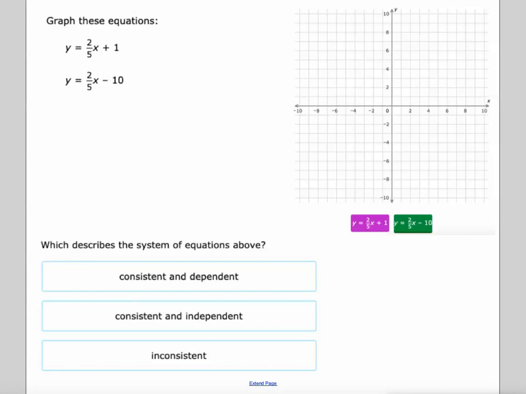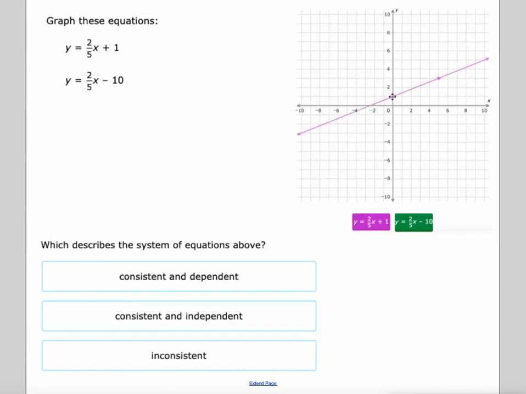So on the first equation, I see a y-intercept of 1 and a slope of 2/5. So y-intercept 1, right there, slope of 2/5. From that point, I go up 2, right 5. So that's the first thing. Slope-intercept form shouldn't be too hard for us to graph.